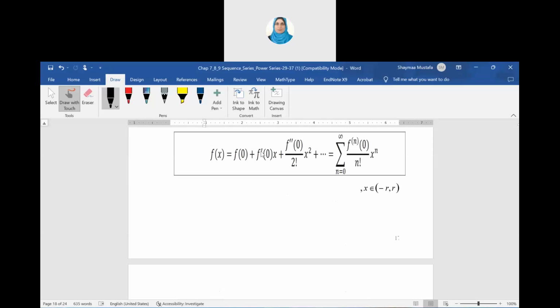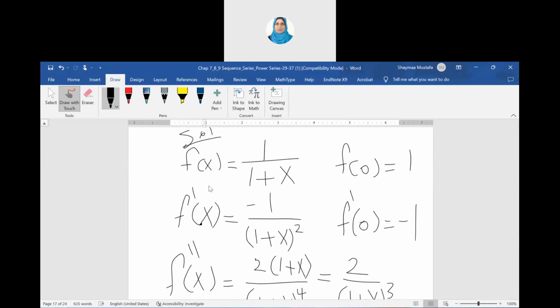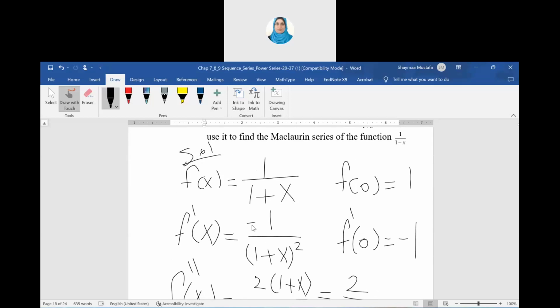Now, second term, we have to calculate the derivative of f. So go for f of x, find the derivative, which is minus 1 over 1 plus x squared. Now, calculate this one at 0. Substitute x by 0. So f derivative of 0 is equal to minus 1.